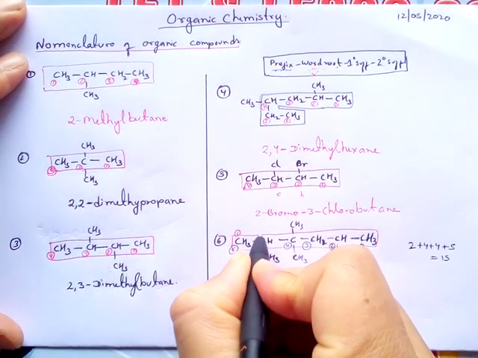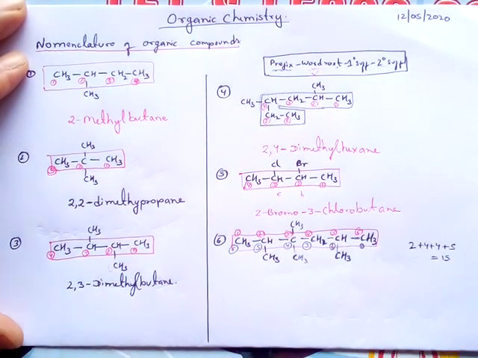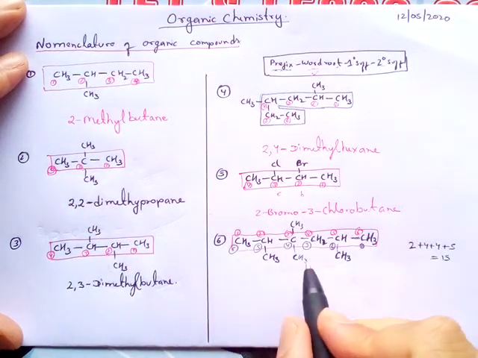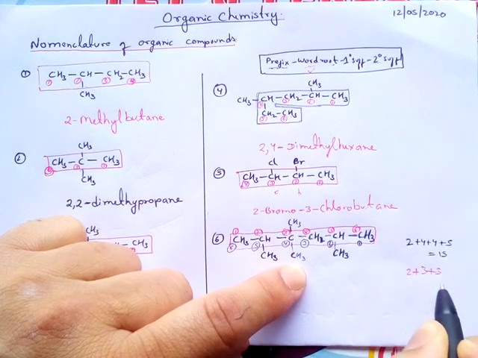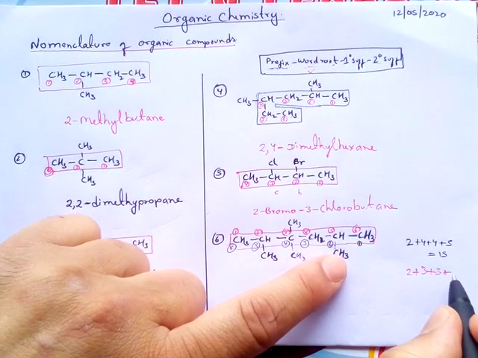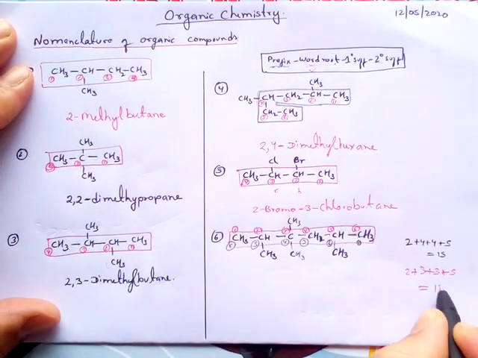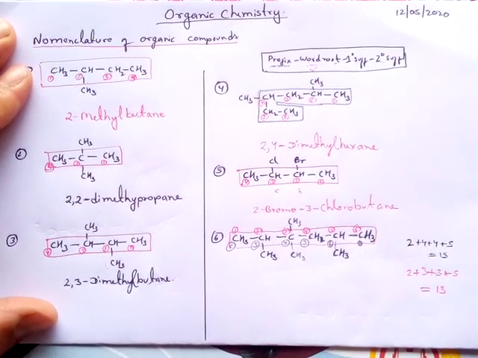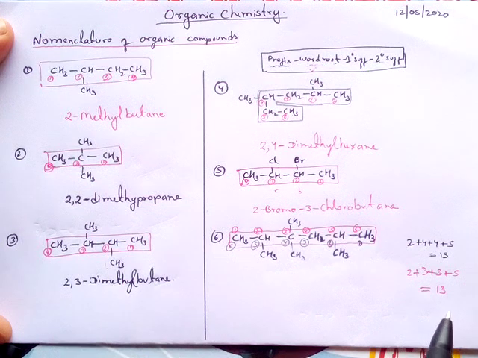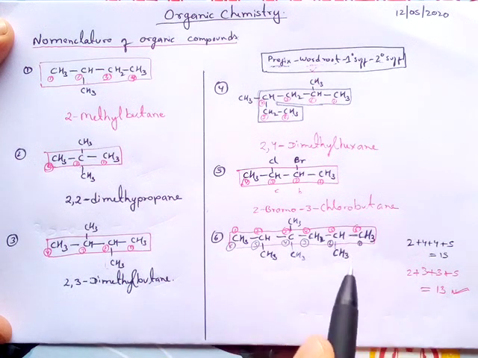Now doing the numbering from this side, 1 2 3 4 5 6. Now you have to again calculate the lowest sum. So here it is 2 plus 3 plus 3 plus how much? 5. So this gives 13. Now according to the lowest sum rule, 13 is the lowest. So that means the numbering goes from this side according to the lowest sum rule.